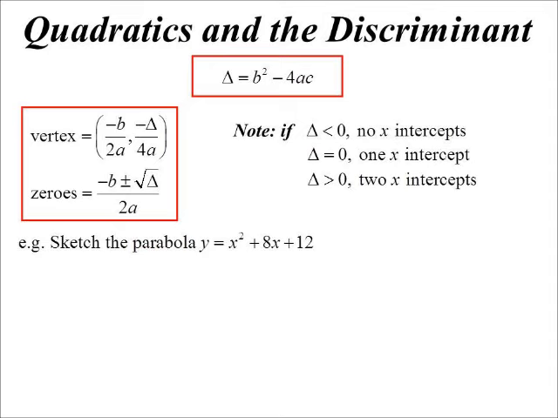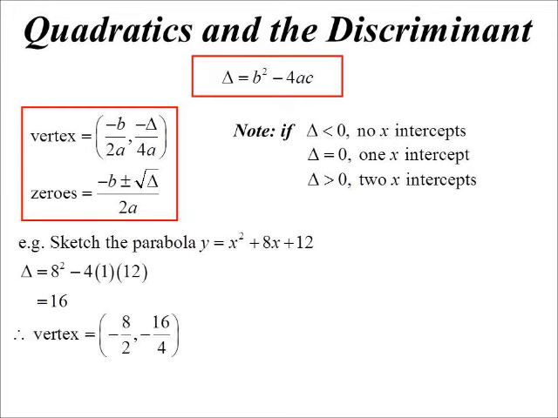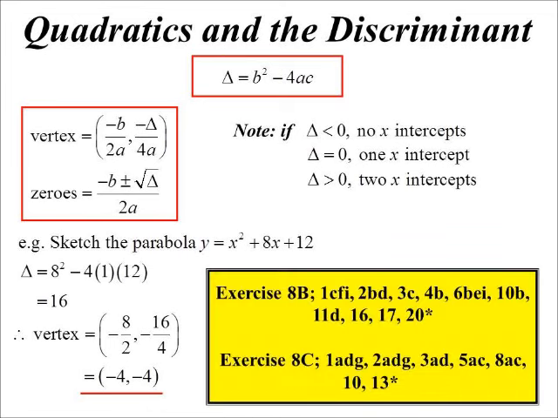So all right, same question, sketch x squared plus 8x plus 12. Now to find the vertex, I need my discriminant. B squared minus 4ac is 16. So there we go, there's my vertex. Minus b on 2a, minus the discriminant on 4a. Minus 4, minus 4. All right.